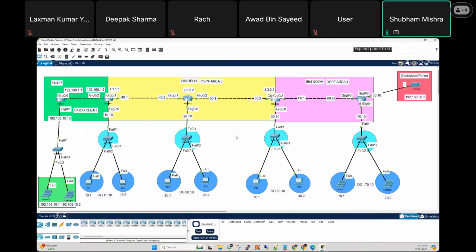Now, I have already configured up to here, and right now I am able to ping from PC1 to this one, 70.70.70.2. It means inter-area communication is happening here. There is no problem. Now, what is our task? We need to configure on the same router OSPF 1 area 0, and where? OSPF 2, area 2.